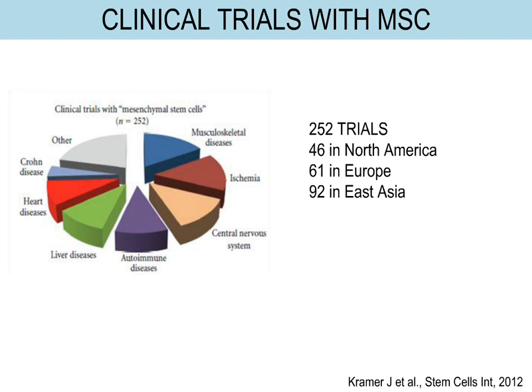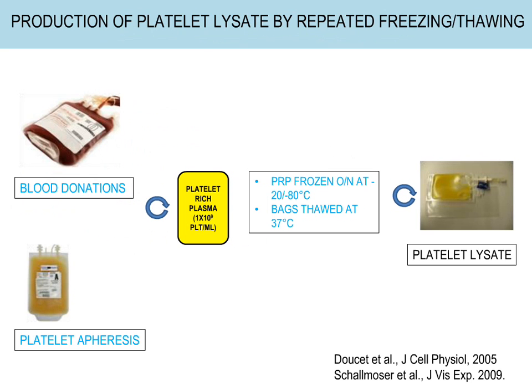In 2012, about 252 clinical trials were running all over the world. This underlines the importance of these cells in the clinic. The platelet lysate is produced starting from blood donation or platelet apheresis. After a centrifugation step, the so-called platelet-rich plasma obtained is frozen, and the bags are then thawed at 37 degrees. And then, after another centrifugation step, platelet lysate is obtained.